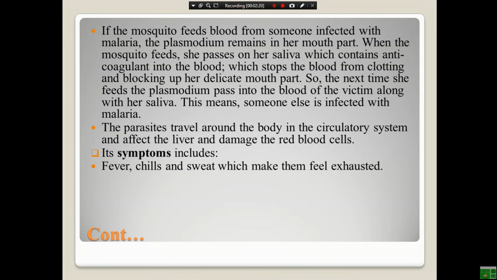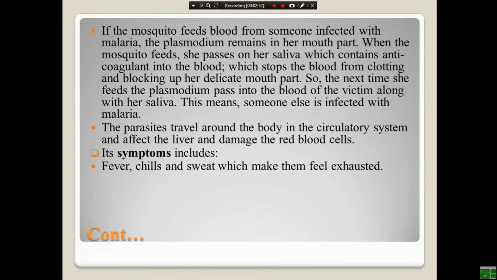Students, there are 4 different types of Plasmodium species: Plasmodium malariae, Plasmodium ovale, Plasmodium vivax, and Plasmodium falciparum. Of all, Plasmodium falciparum is the most risky and mainly leads to fatality within a short period of time. Those parasites travel around the body in the circulatory system, affect the liver, and damage the red blood cells until they rupture or burst.